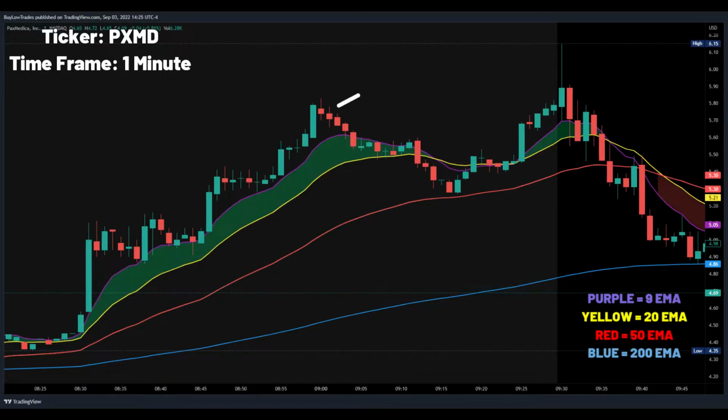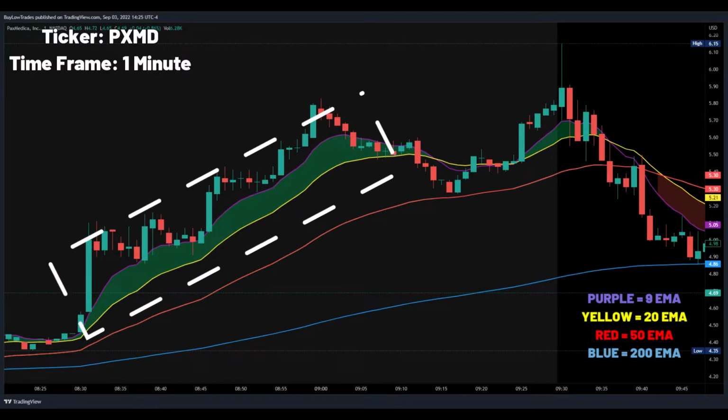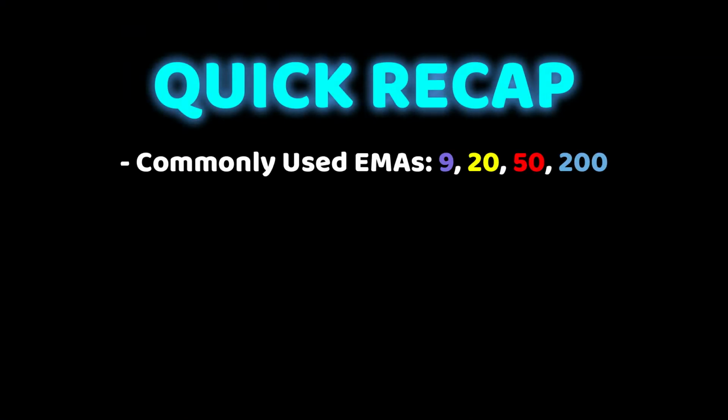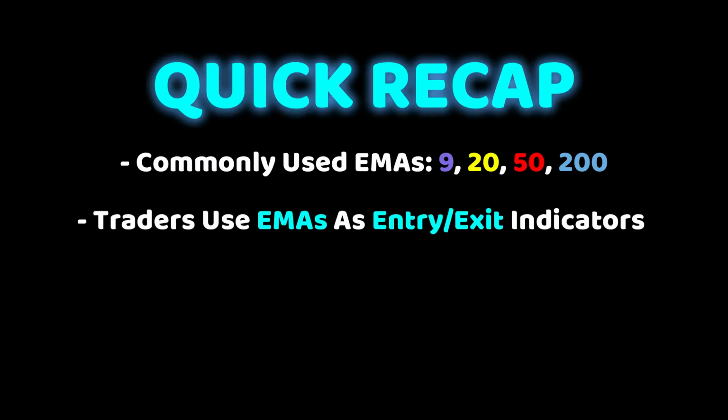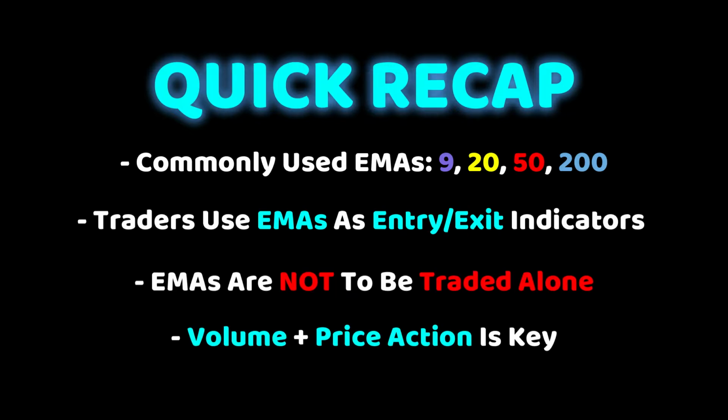To keep it simple, we're buying in this area here. As soon as it breaks that area, we bail on the trade. That's using the EMAs to enter and exit out of our trades. Now a quick recap, commonly used EMAs are the 9, 20, 50, and 200 EMA. Traders use EMAs as entry and exit indicators. EMAs are not to be traded alone, and volume and price action is always number one when day trading.